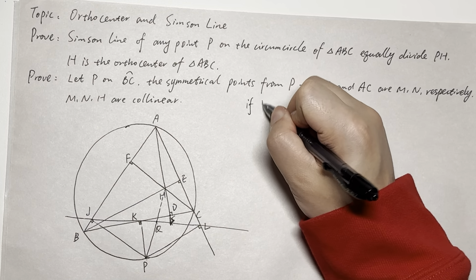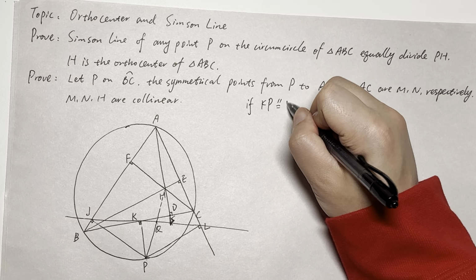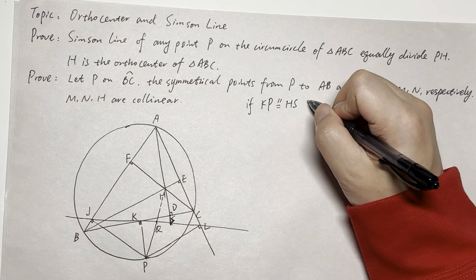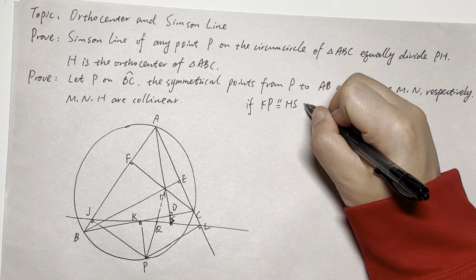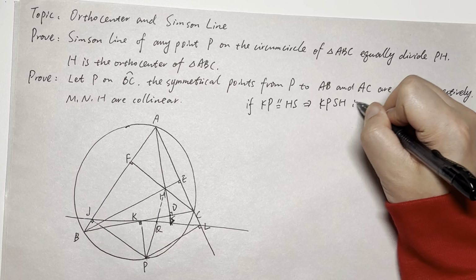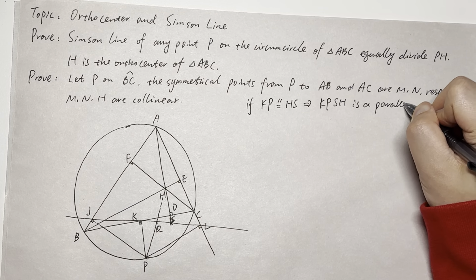So if KP is parallel and equal to HS, right? Then we know that KPSH is a parallelogram, right? So we want to prove that KP equals HS. Again, it's still kind of difficult to do that.